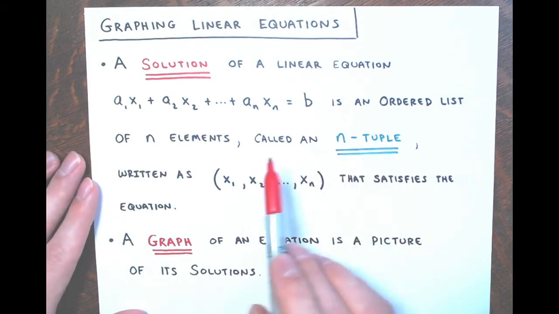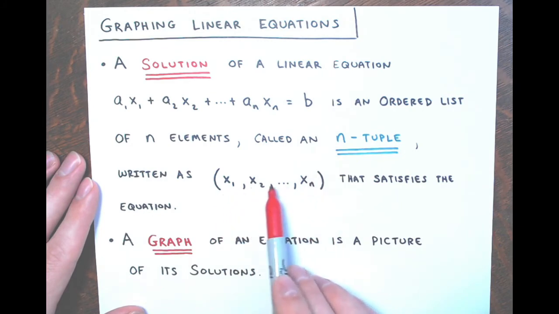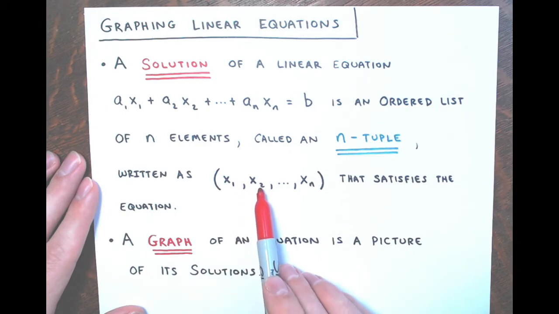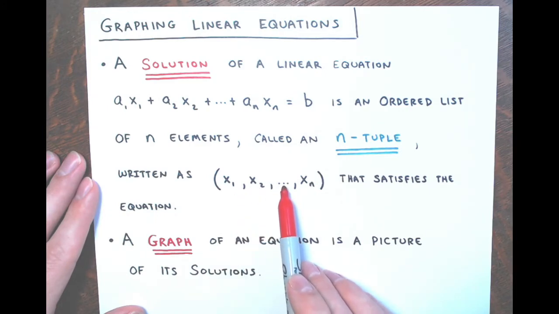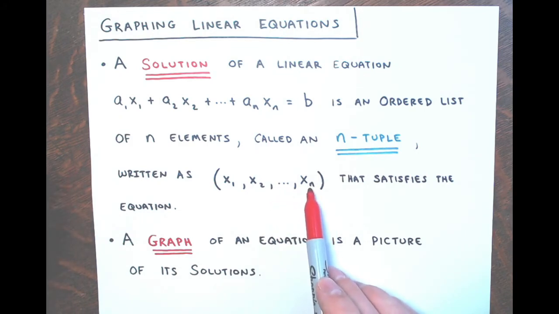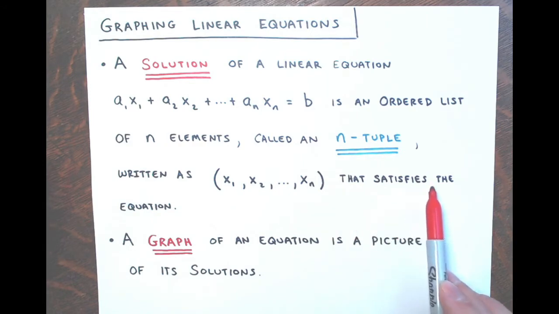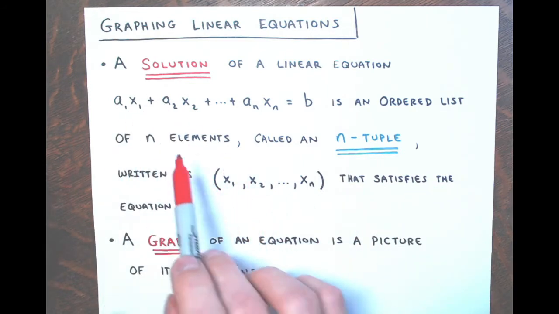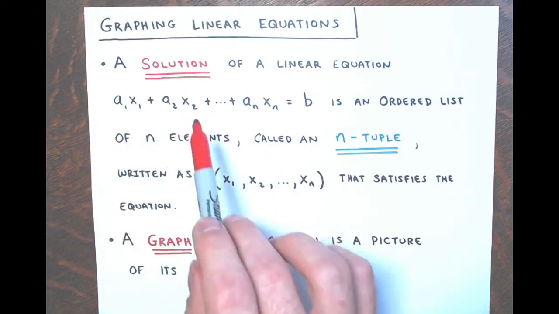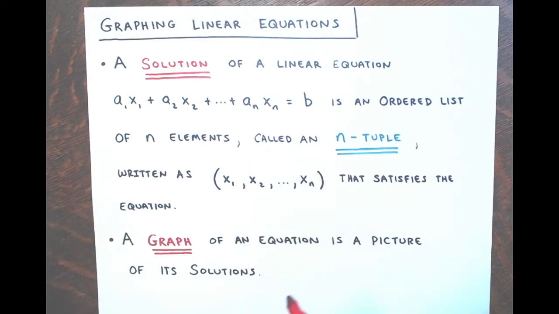Written as, you've got some parentheses with a value for the first variable, comma, a value for the second variable, comma, a value for the third variable, etc., dot, dot, dot, comma, and a value to replace the last variable with that satisfies the equation. When I plug in the value for x1, the second value for x2, the third value for x3, and so on, I get a true statement. The value on the left side is equal to the value on the right side. That's a solution of an equation.